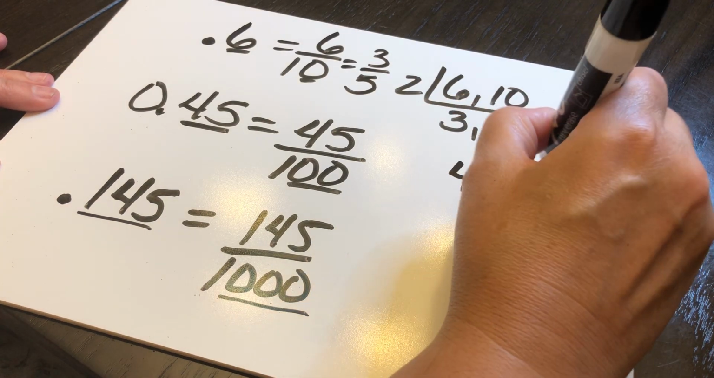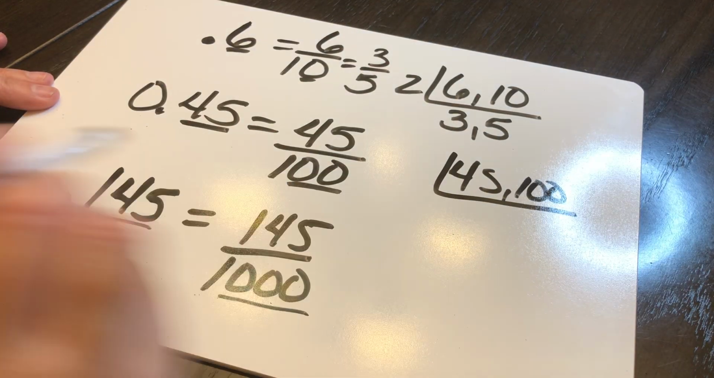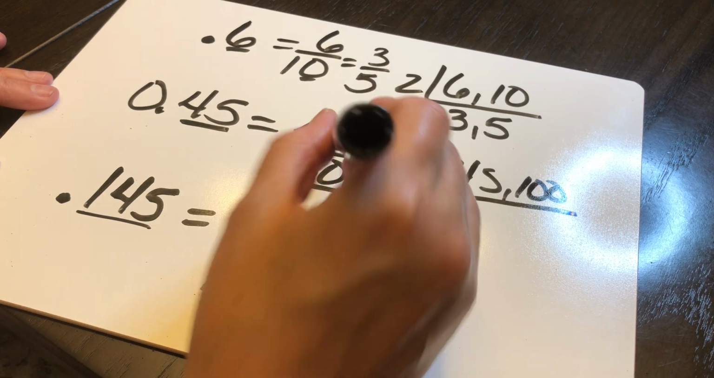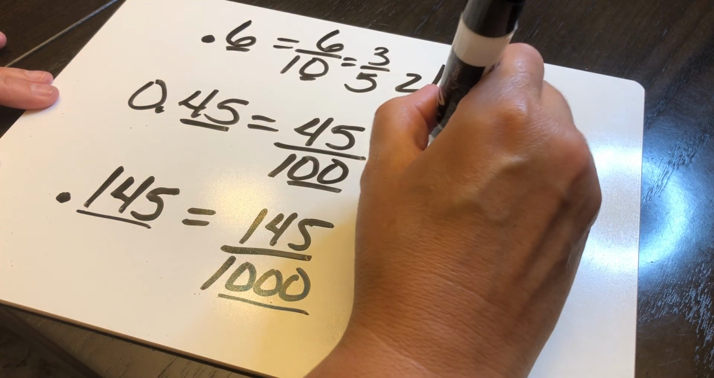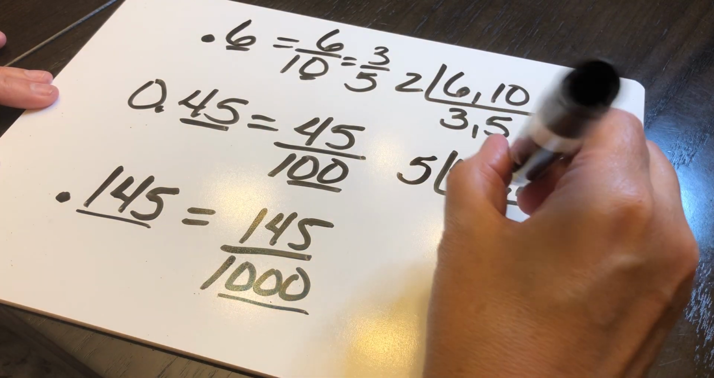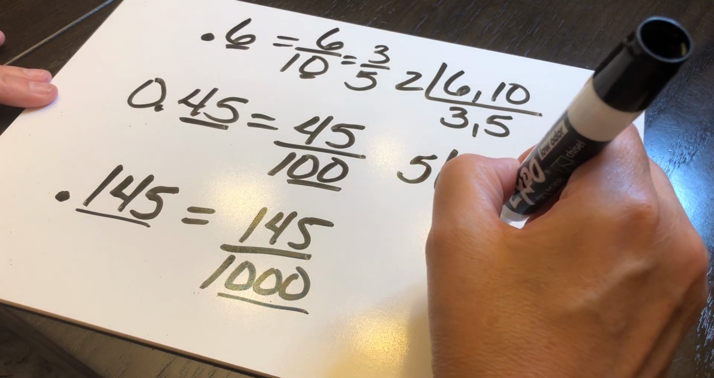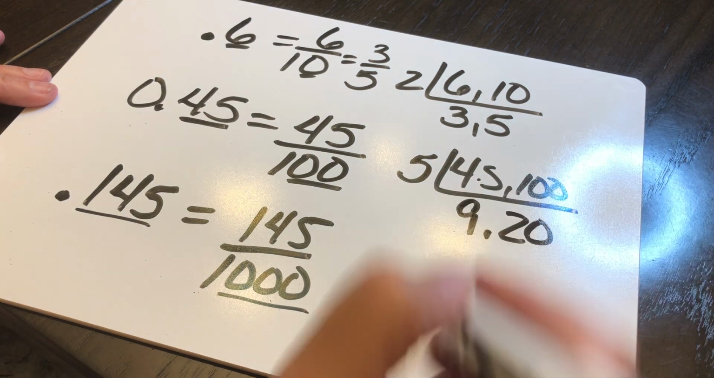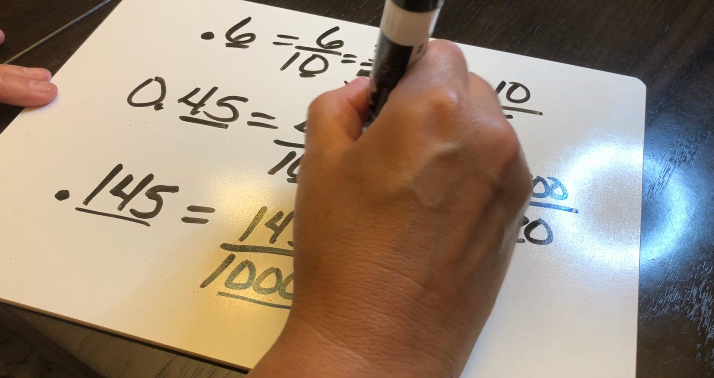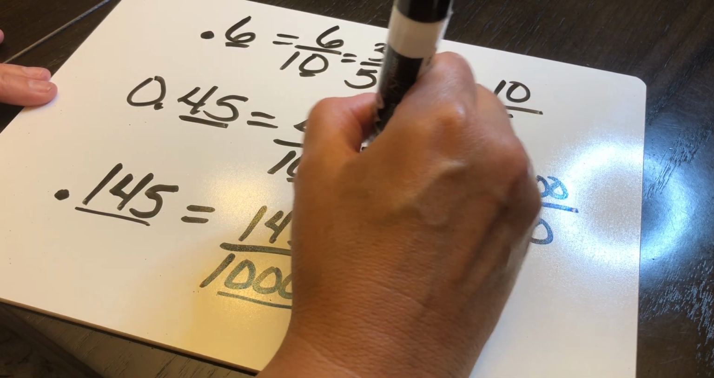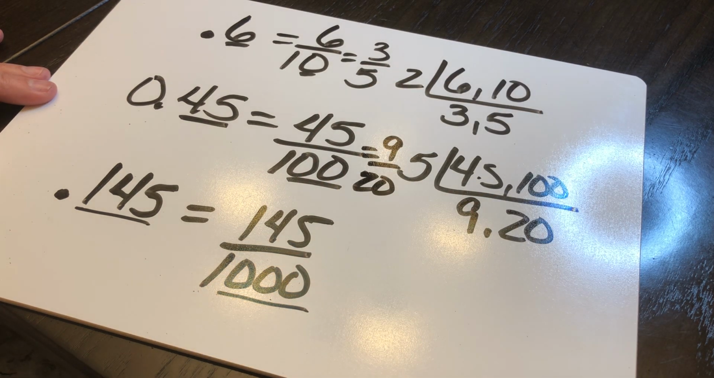45 and 100. What are these both divisible by? I know they both end with a 5 or a 0, so it has to be 5. 45 divided by 5 is 9. 100 divided by 5 is 20. These two have nothing else in common, so 45 hundredths actually reduces to 9/20.